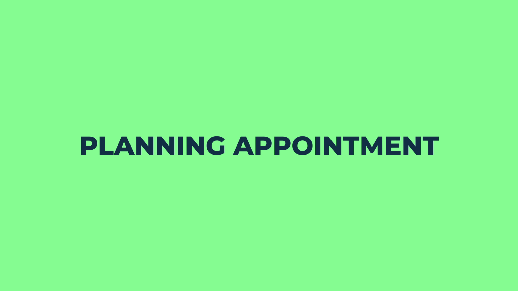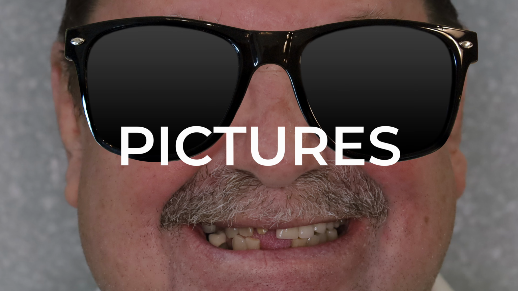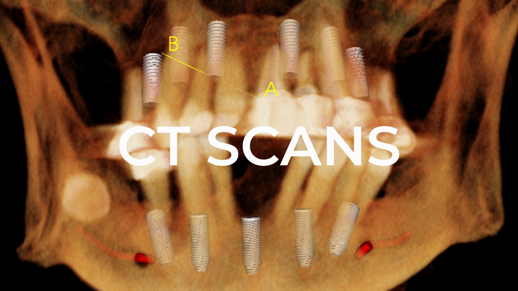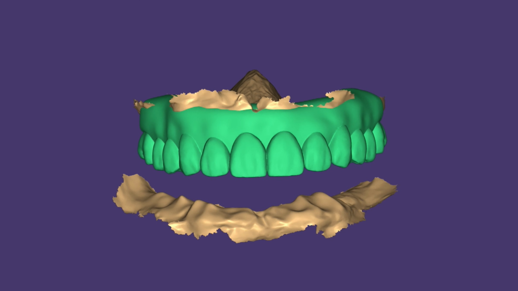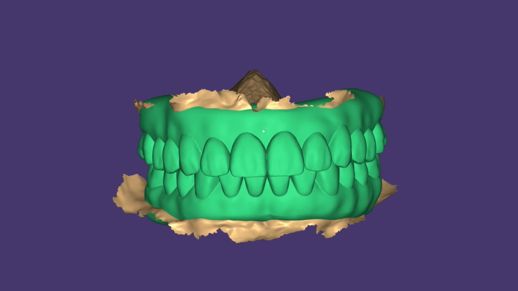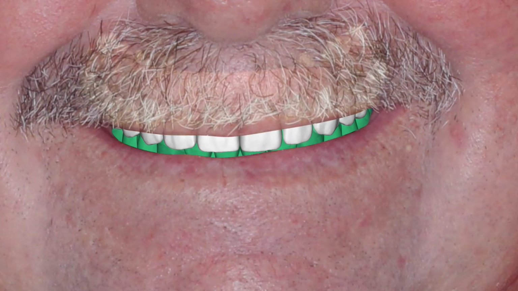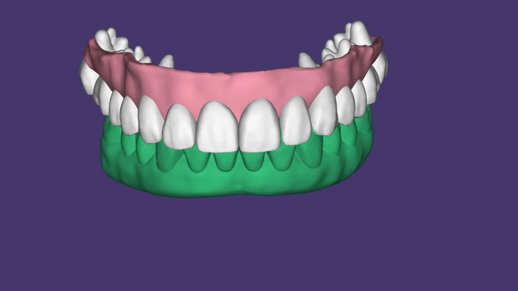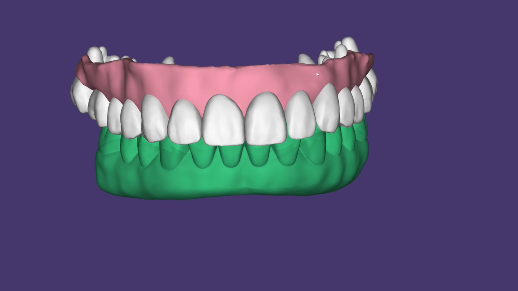The first appointment is a planning appointment. In this appointment, we take a lot of measurements, pictures, digital scans, and CT scans, because after this appointment, we're going to take all these digital records and superimpose them on our computer software. The most important measurement we take is the mouth at rest and the upper lip position when the mouth is at rest. We are trying to plan the end from the beginning.